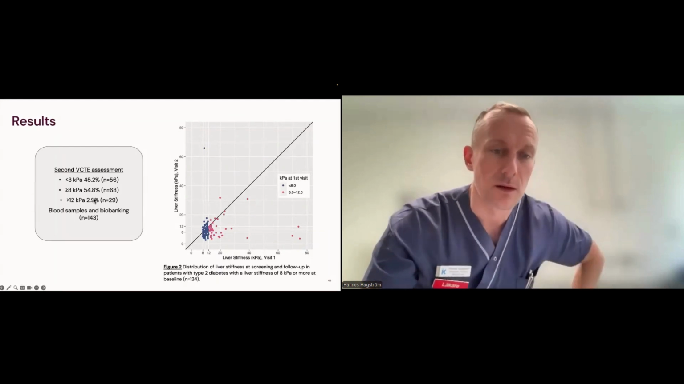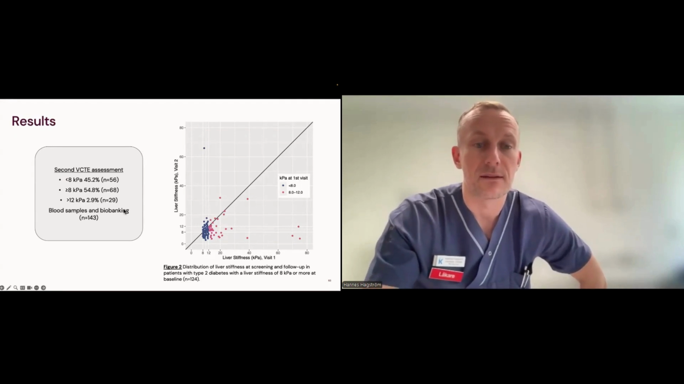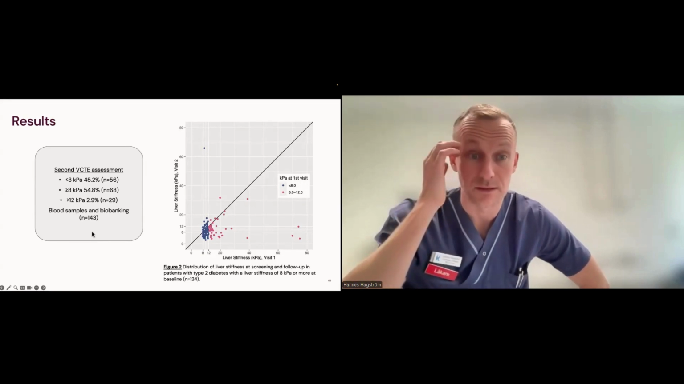So in the end, only around 2% of these patients had an elevated liver stiffness, so above 12, so about 3% of the total population.